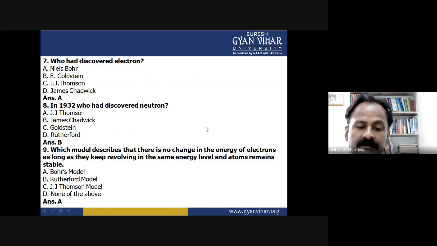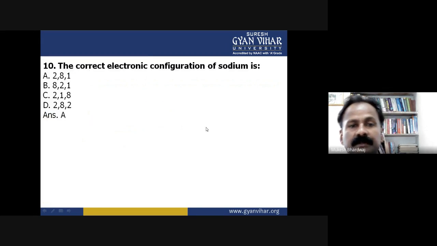And the last question, next. The correct electronic configuration of sodium is: 2, 8, 1; 8, 2, 1; 2, 1, 8; 2, 8, 2. Yes, the atomic number of sodium is 11, and according to the configuration we had seen in the previous slides, this comes out to be 2, 8, 1. Option A is the right answer.